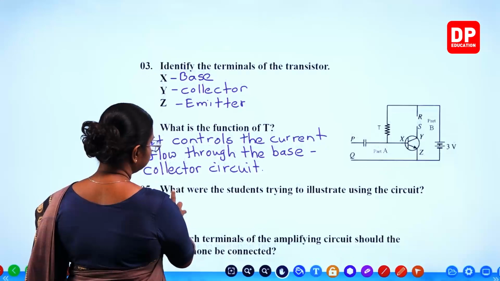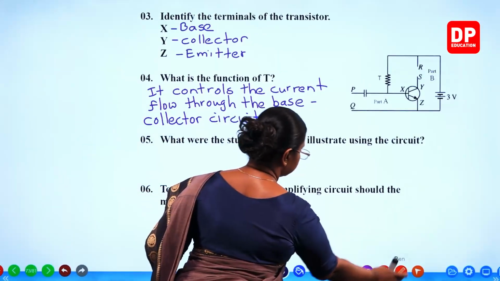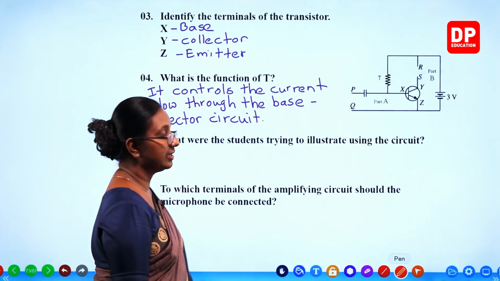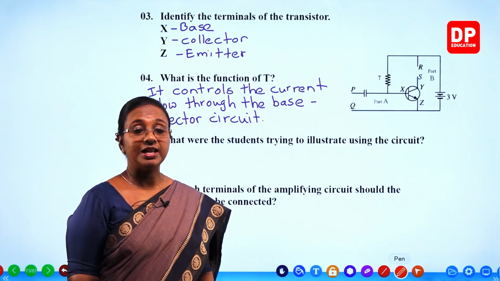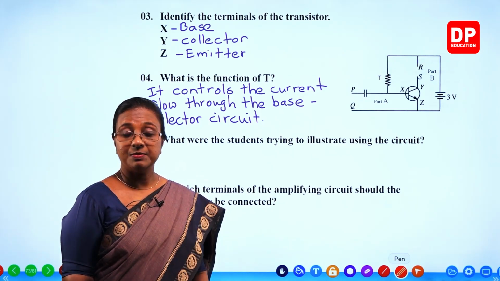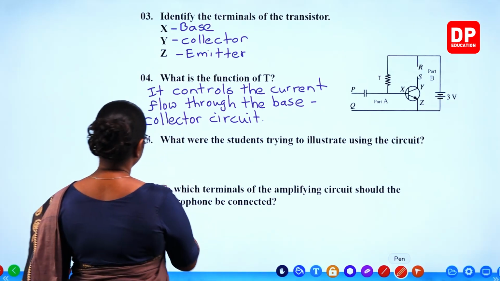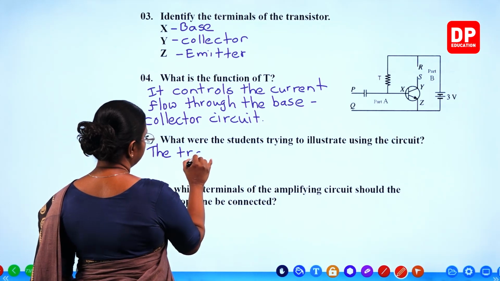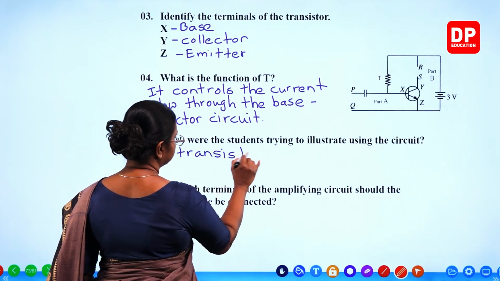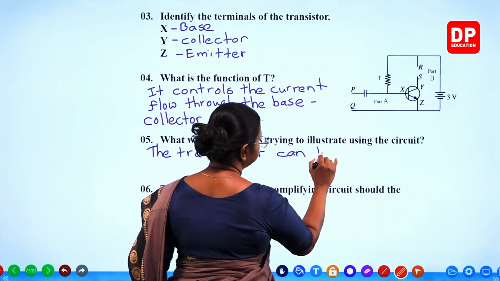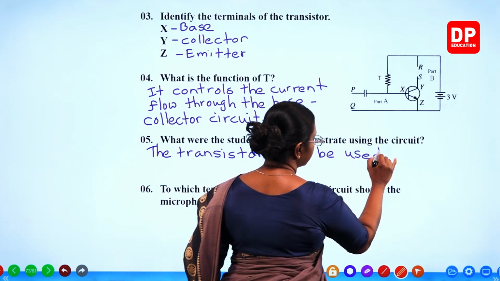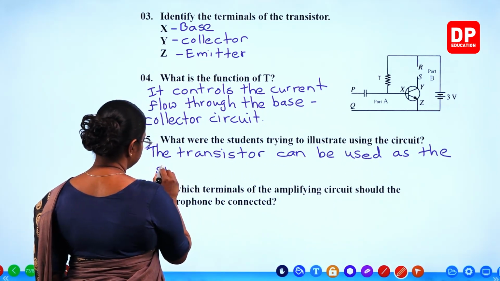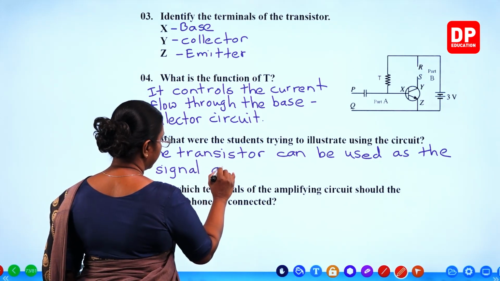Then the next part of the question, what were the students trying to illustrate using the circuit? What were they trying to illustrate? That transistor can be used as a signal amplifier.